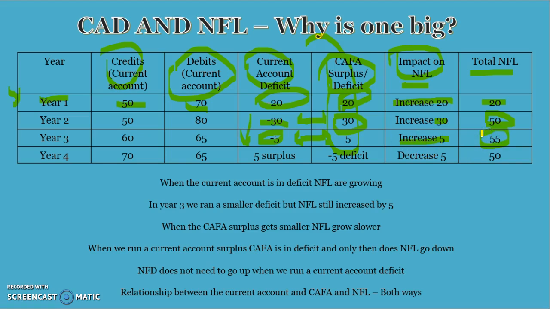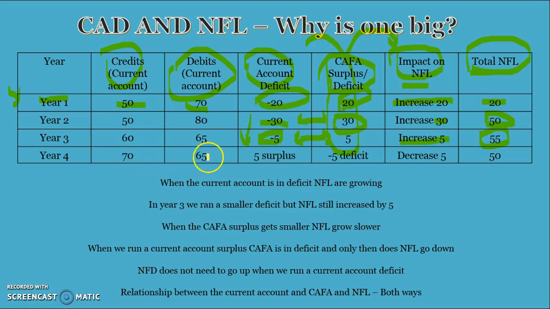Yes, the current account deficit has fallen, but if we're still in a deficit, then our net foreign liabilities are still growing. So whenever we run a deficit, this total will continue to increase because the CAFA will always be in surplus. That will always impact net foreign liabilities, causing them to go up.